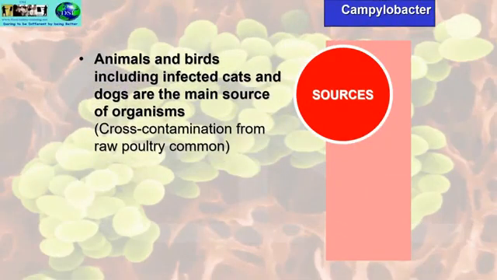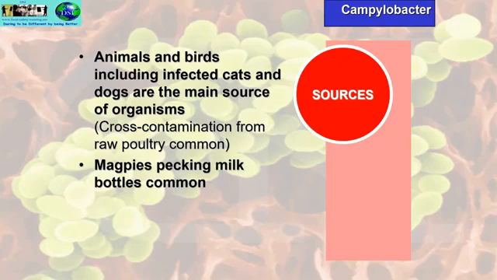Sources of Campylobacter: animals and birds, including infected cats and dogs, are the main source of organisms. Cross-contamination can come from raw poultry. Again, cross-contamination is probably the biggest cause of food poisoning with Campylobacter, not so much the undercooking of the poultry. People handle the poultry packaging, as I mentioned, plus the poultry. Then, without thinking, without washing their hands, they are touching food surfaces, touching what we call fomites, touching other things before washing their hands, perhaps touching high-risk foods. Again, there's the cross-contamination.